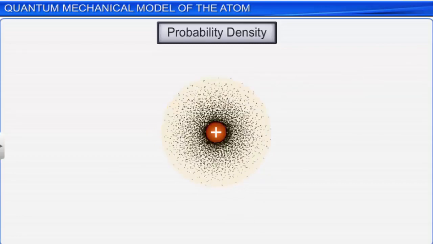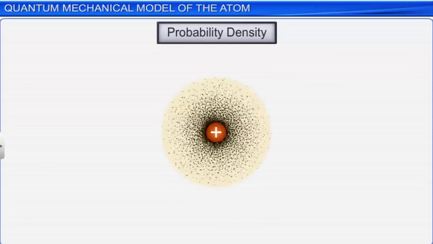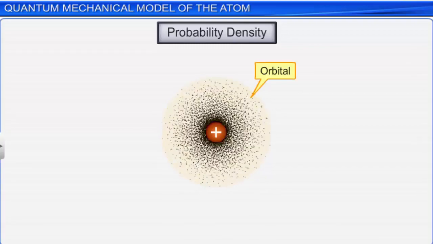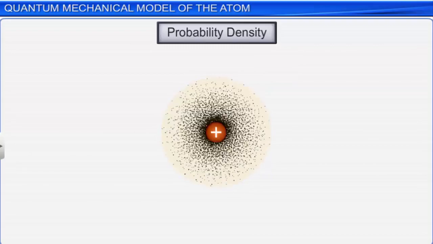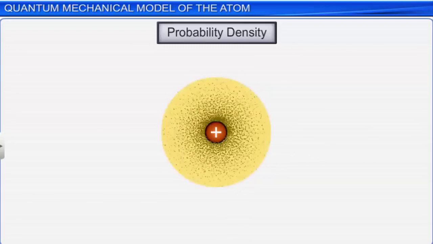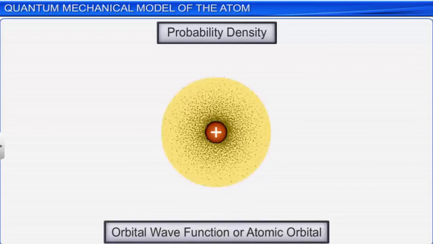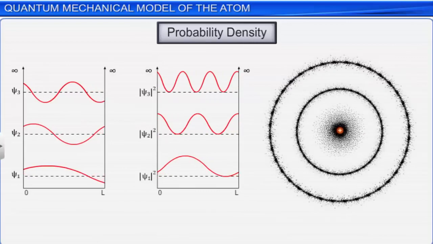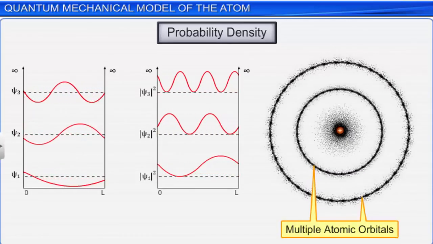This three-dimensional space around the nucleus, where the probability of finding the electron is maximum, is called orbital. This is why the wave function for an electron in an atom is also called orbital wave function or atomic orbital. An electron can have multiple wave functions and therefore multiple atomic orbitals.